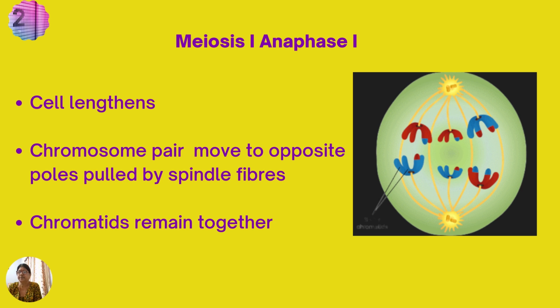During this stage of meiosis, the cell starts to lengthen. The two homologs of each chromosome pair separate and move towards opposite poles, drawn by spindle fibers. In meiosis at this stage, the chromatids remain together as one complete replicated chromosome.